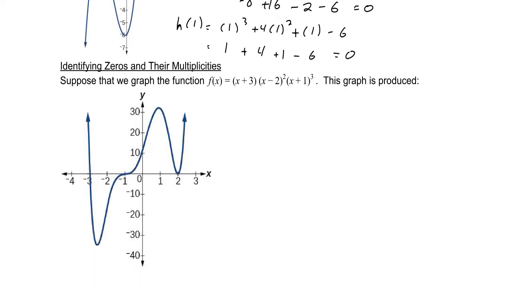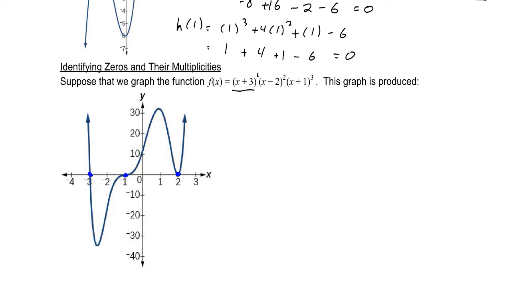Alright, if we look at the solutions here, they are negative 3, 1, and 2. Now what I want to look at is the behavior at each of those solutions. Here we have x plus 3 to the first power. If we inspect the graph around that, ignore the rest of the graph and only look at this section right there close to it. Locally, as in very, very close to negative 3, that graph actually looks like a line. It looks like something with degree 1.